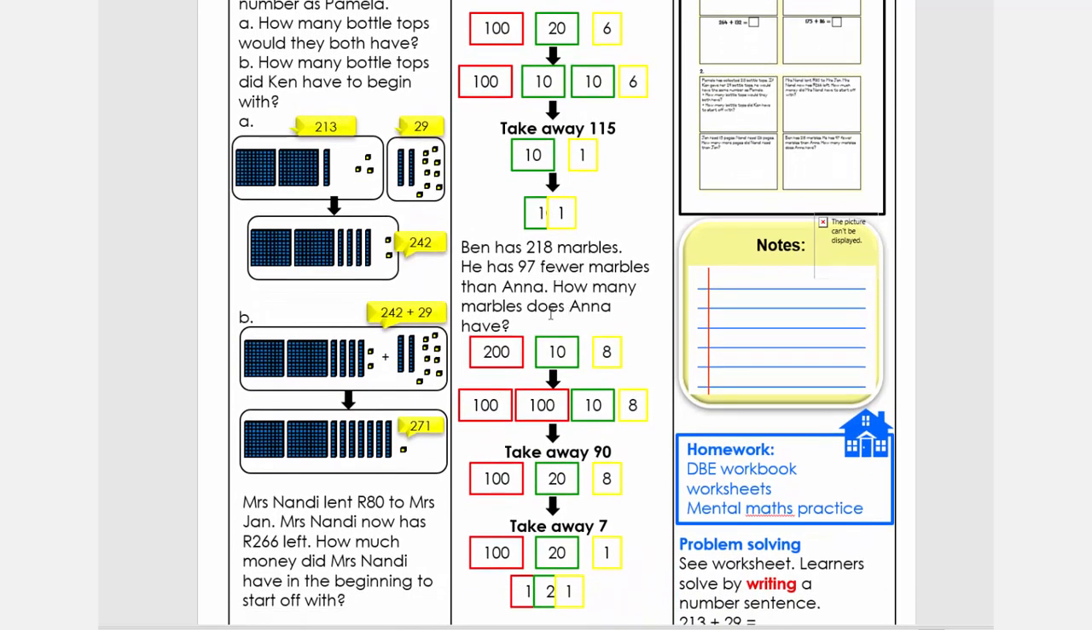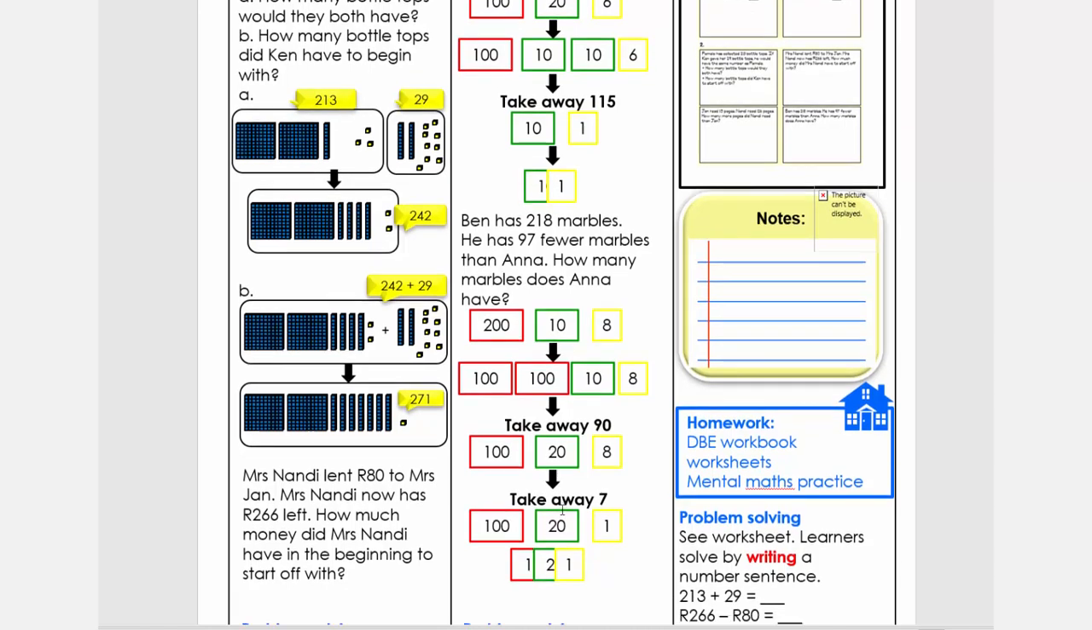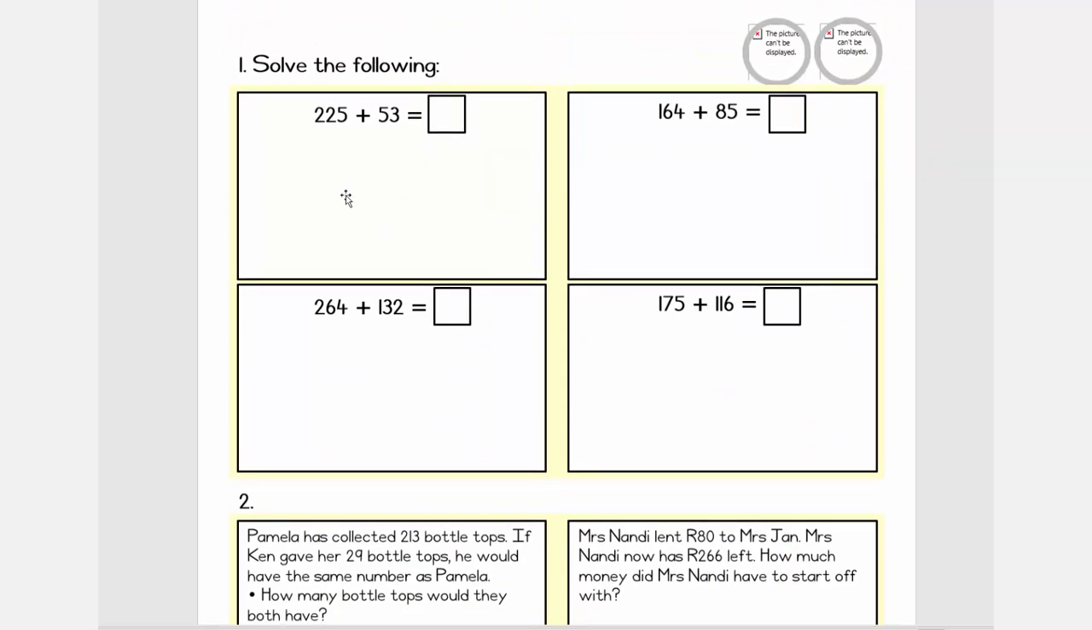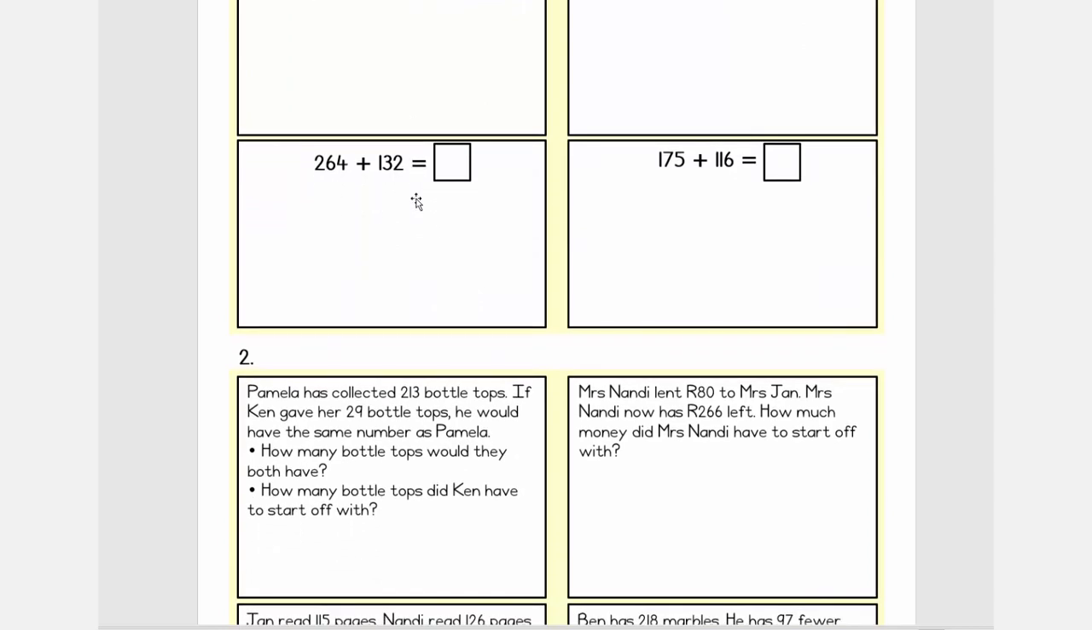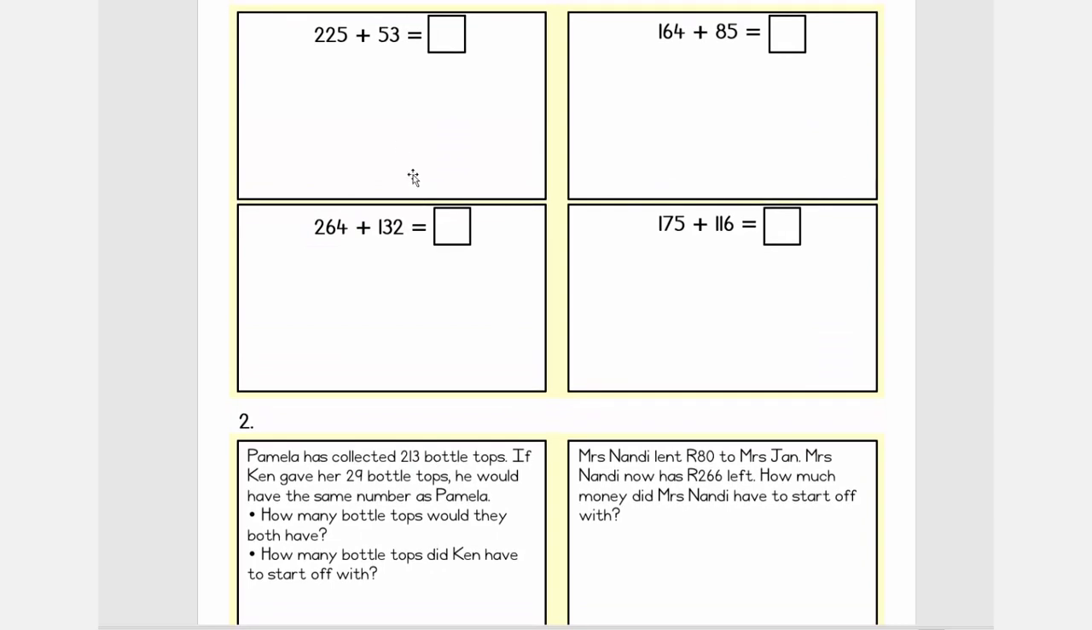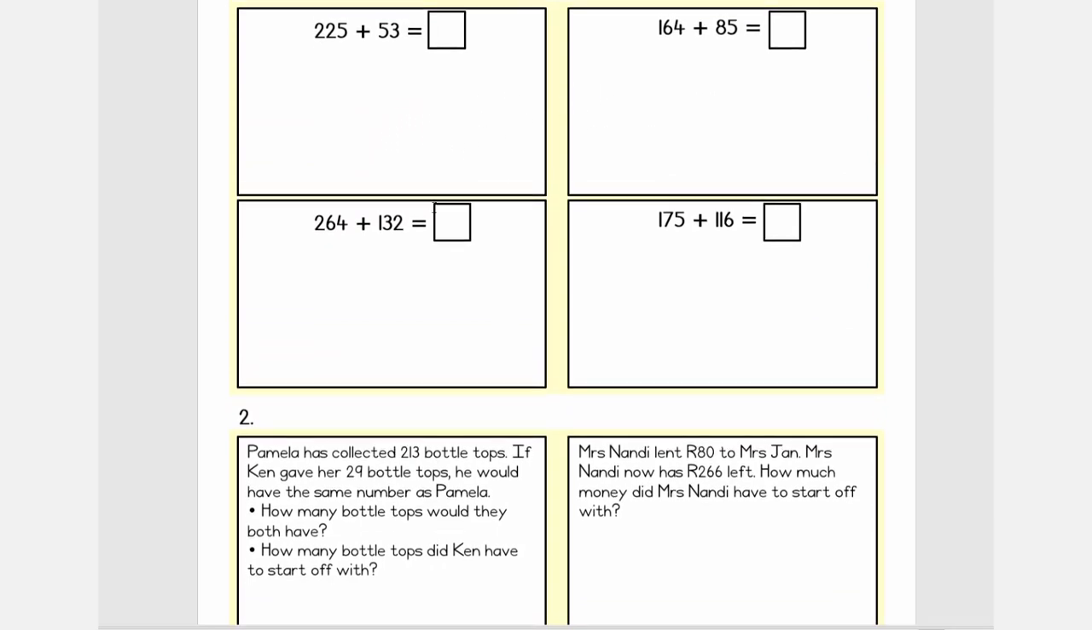And here again we're going to look at the problem solving and we're going to explain it. Let's then look at the worksheet. So here with the worksheet, you're going to do these first, the number sentences. Here again, let the child choose a method of his or her choice. Then you're going to do the problem solving.